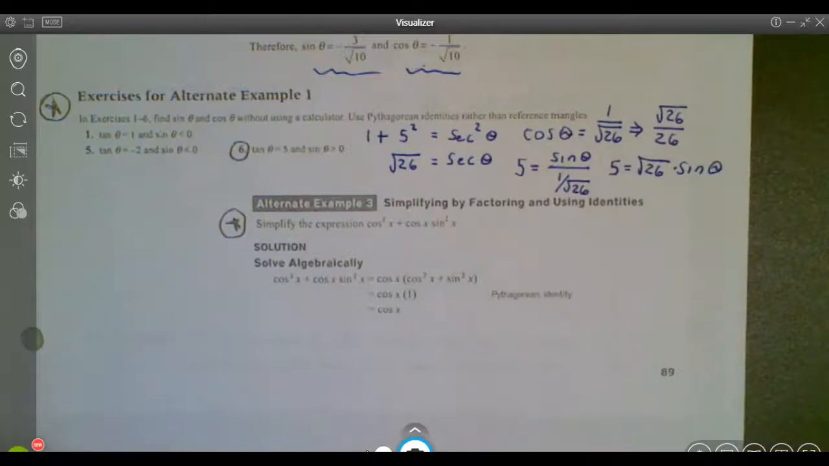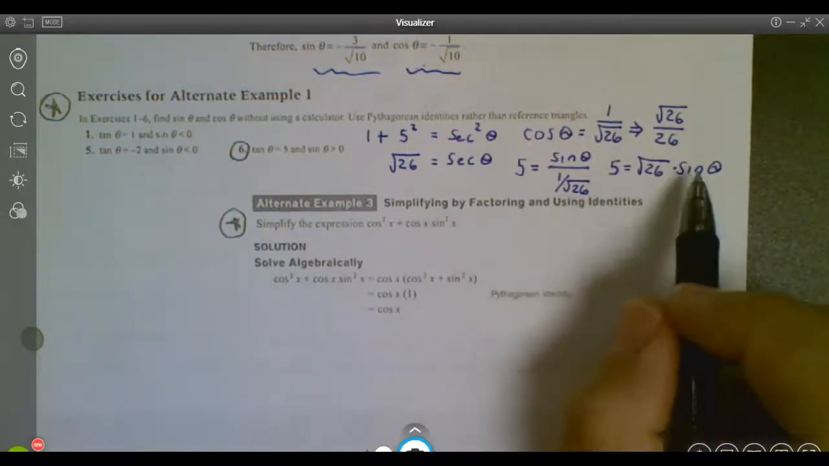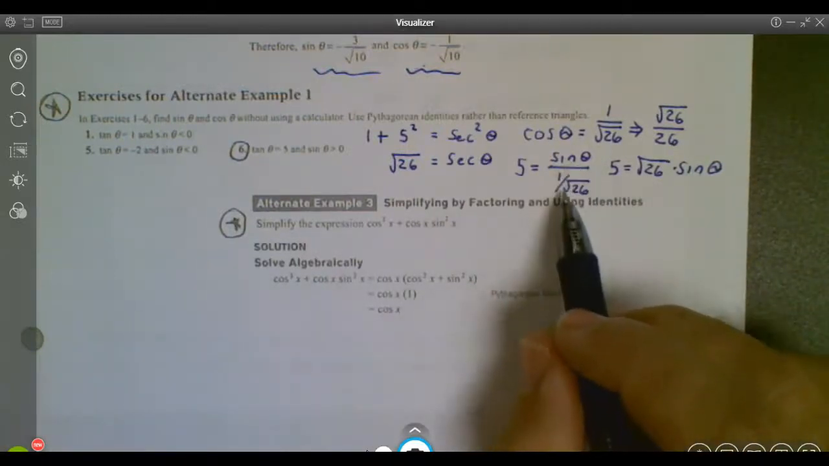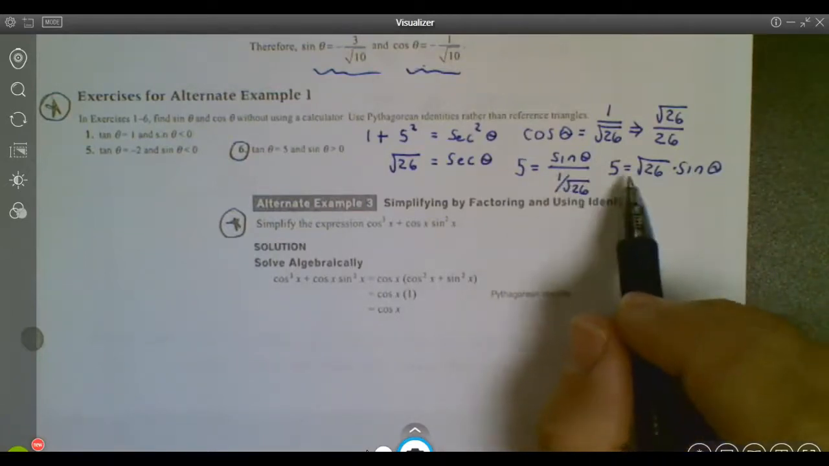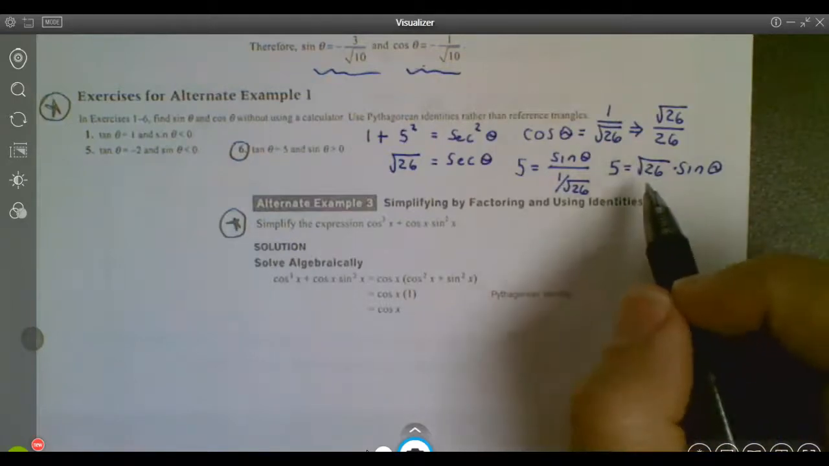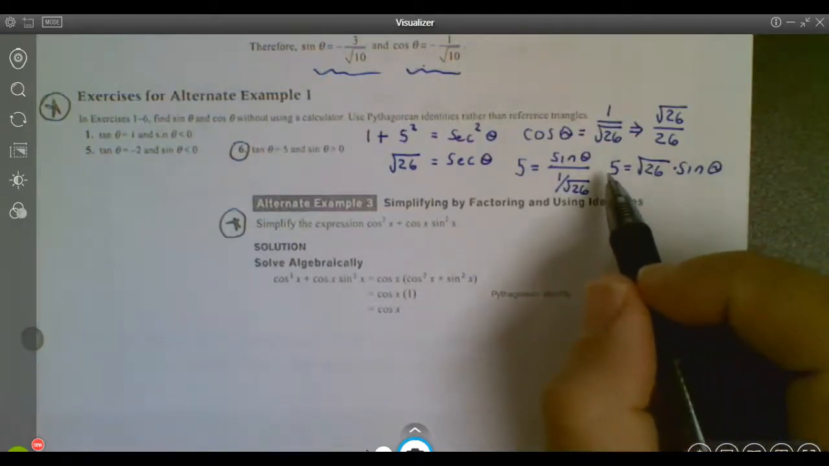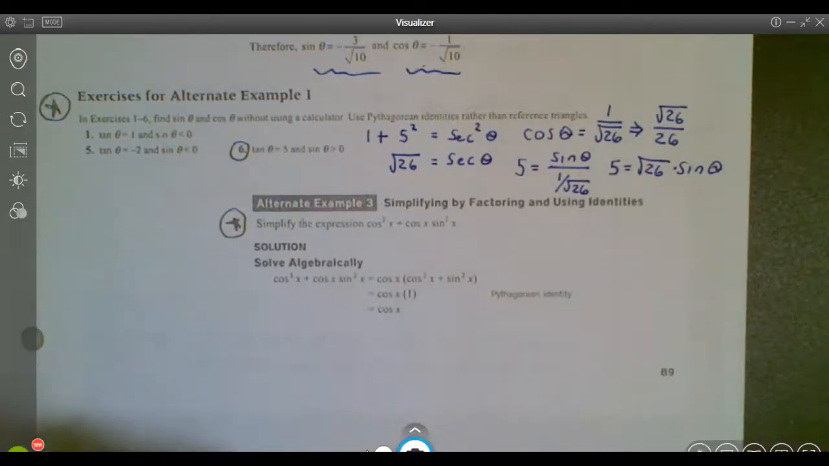So it looks like this. Right, that would be the same thing. So instead of dividing by a fraction, we're always taught instead to multiply by the reciprocal. So this is really what it looks like, and now I can clearly see I just need to divide this over in order to get my sine value. So 5 over rad 26 would be my sine value.